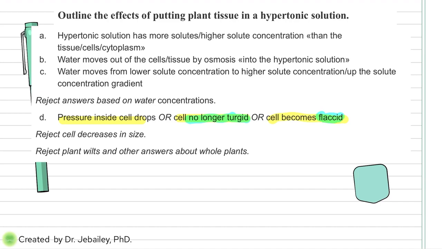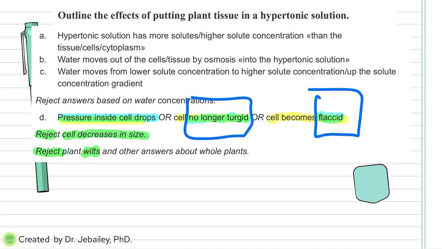Or you can say the pressure inside the cell drops. Why? Because the water is leaving. If the water is leaving, there's less water pressing on the walls. And as I did mention clearly here, you cannot say that the cell decreases in size because it will be rejected by IB. You can also not say the plant wilts, it will be rejected. So you really have to use the scientific name, like flaccid. So it becomes flaccid or it's no longer turgid. You have to use a scientific name.